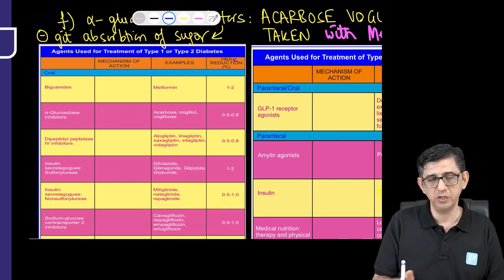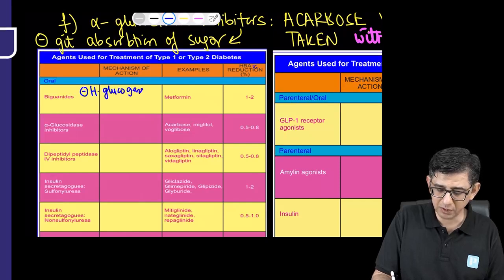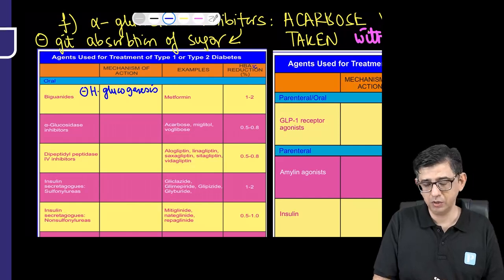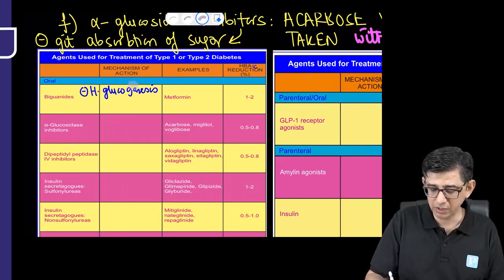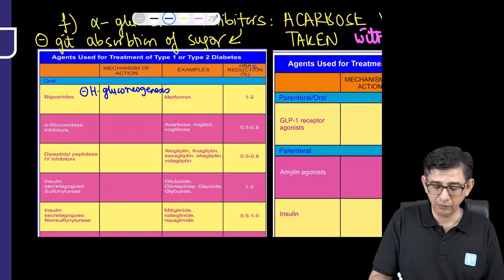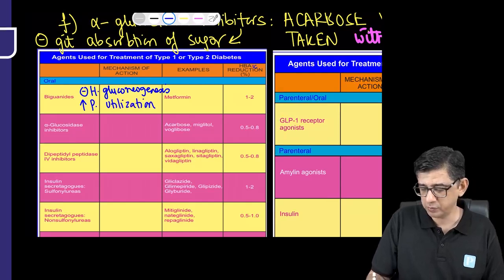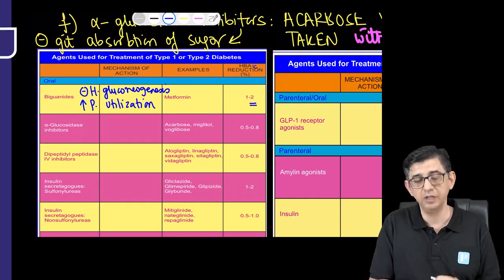diabetes mellitus. As far as biguanides are concerned, I've already explained the main mechanism of action would be inhibition of hepatic gluconeogenesis. That's a quick revision. And the second mechanism of action of this molecule will be increase in the peripheral utilization of the sugar. And if I do both of these actions, what's going to happen? It's going to cause a fall in HbA1c. The magnitude of fall of HbA1c is up to 2%, so highly effective.